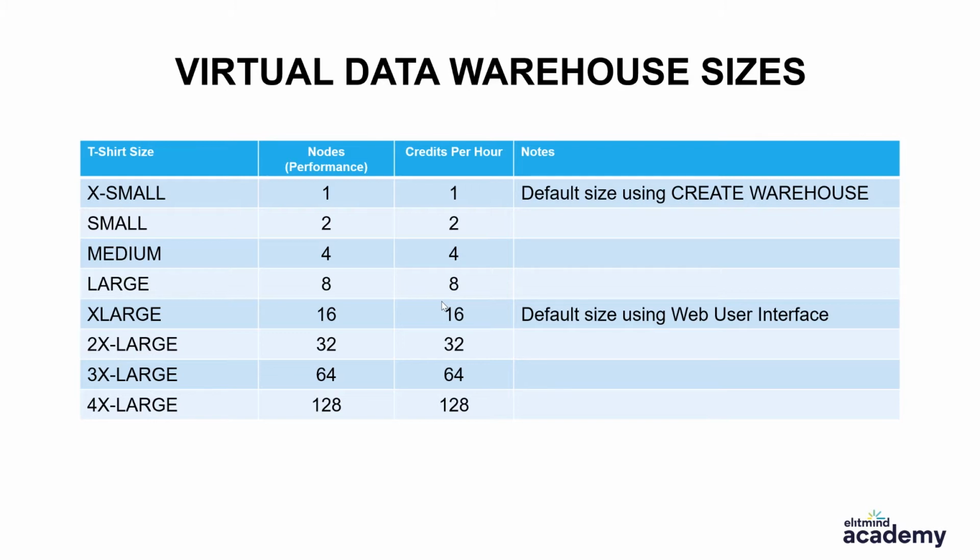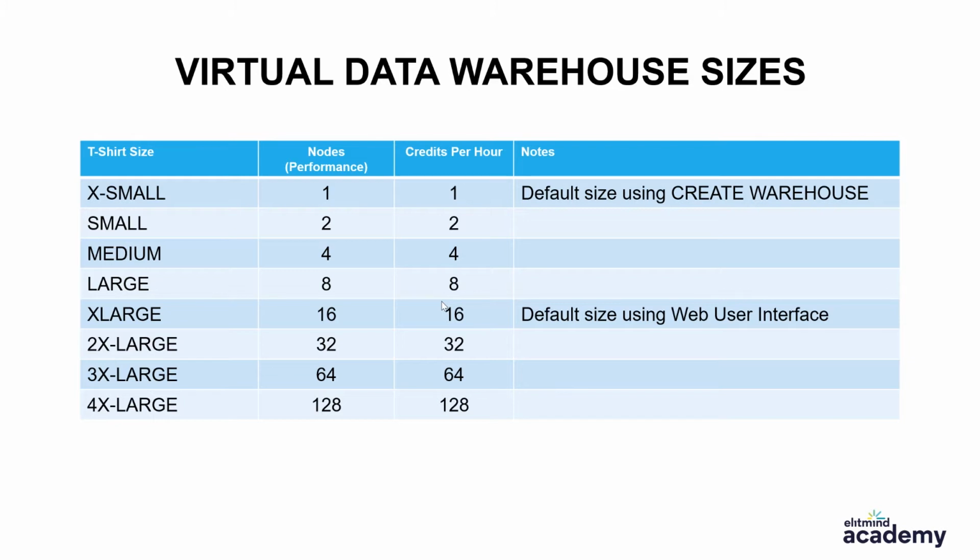Now, as you can see, the size of virtual warehouse is assigned with the t-shirt size. So starting with X small, medium, large, and for X large, the biggest, they just scale by the multiplication by 2. So X small is twice smaller than small, medium is twice larger than small, and so forth.